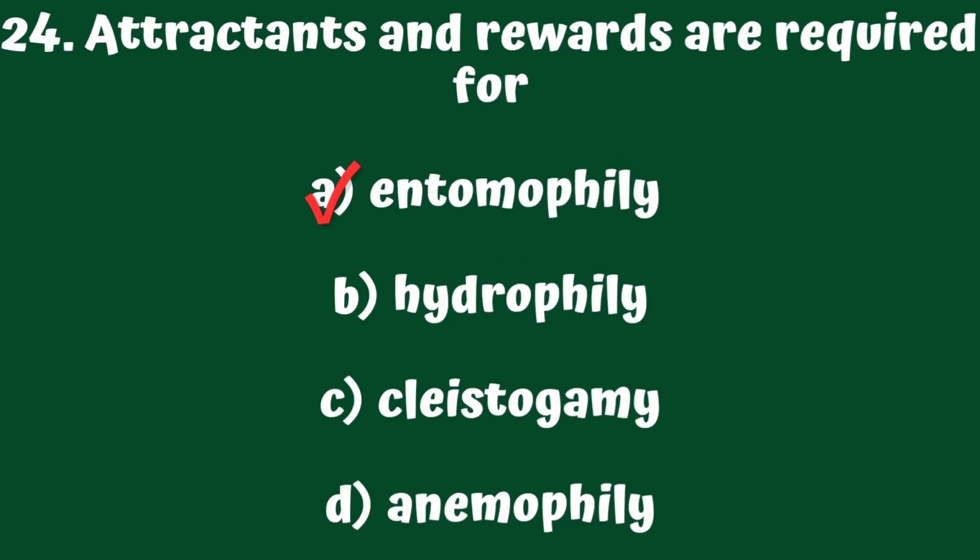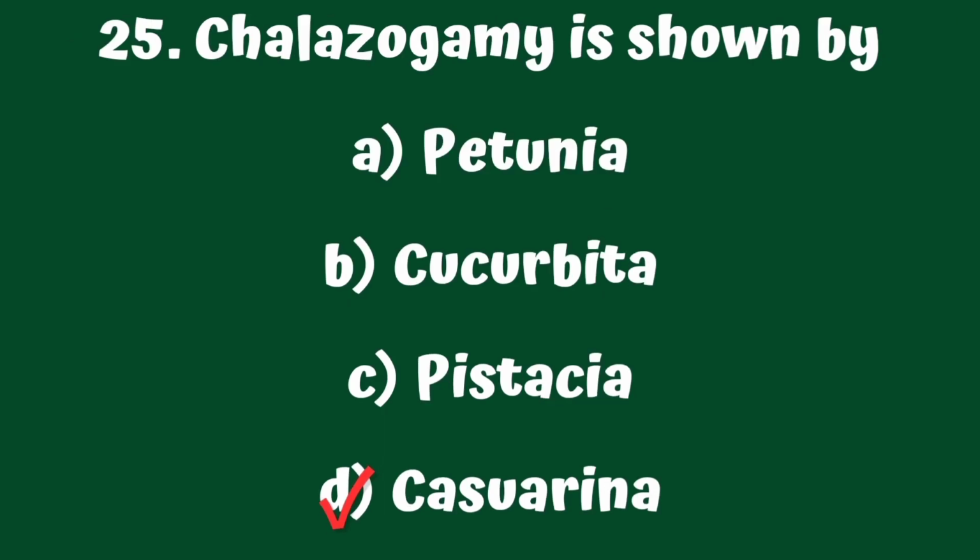Attractants and rewards are required for A. Entomophily, B. Hydrophily, C. Cleistogamy, D. Anemophily. Chasmogamy is shown by A. Petunia, B. Cucurbita, C. Pistachia, D. Casuarina.